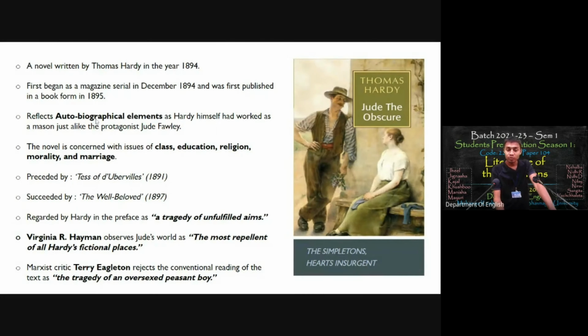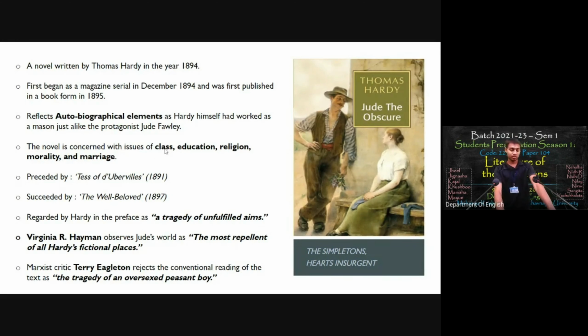It reflects autobiographical elements, as Hardy himself had worked as a mason, just like the protagonist Jude Fawley. Jude Fawley is the protagonist, the main character in this novel, and he works as a mason in a town. Here we find the autobiographical element, as the author Hardy was himself a mason by occupation. And the fourth point is that the novel is concerned with issues of class.